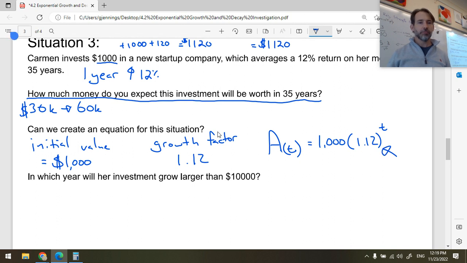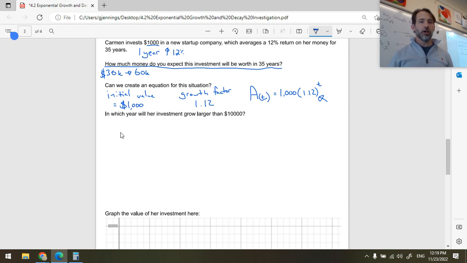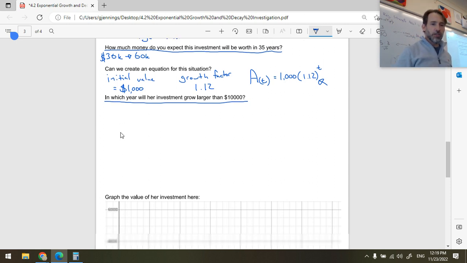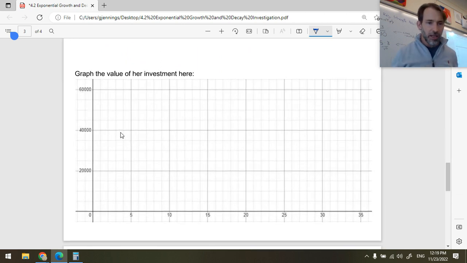This is our function. So now let's see if we can find out in which year her investment will grow to more than $10,000. Right? We can absolutely create a graph for this situation. So let's go ahead and do that. I can put on here's 10,000, 5,000, so $1,000. Here's her investment down about there. That's where it starts. Pretty humble based on the scale of this graph, right? Pretty cool. Okay, now let's build a table of values.